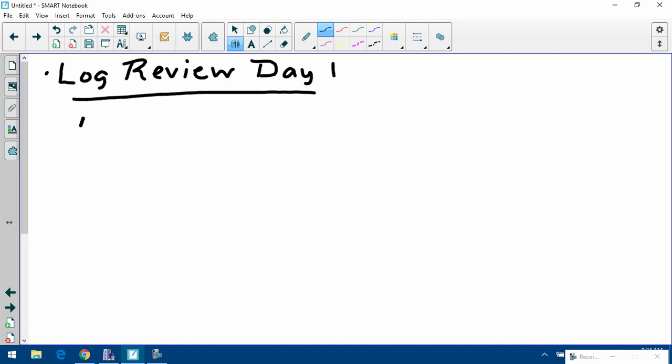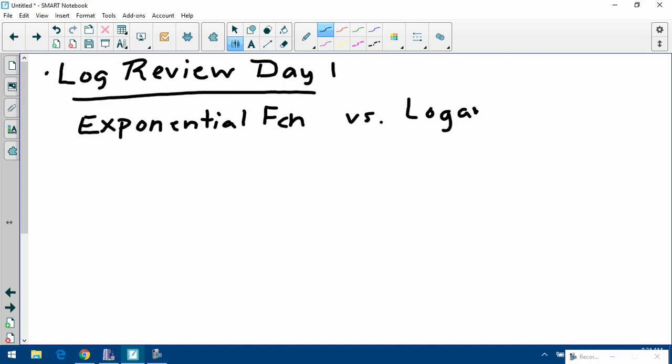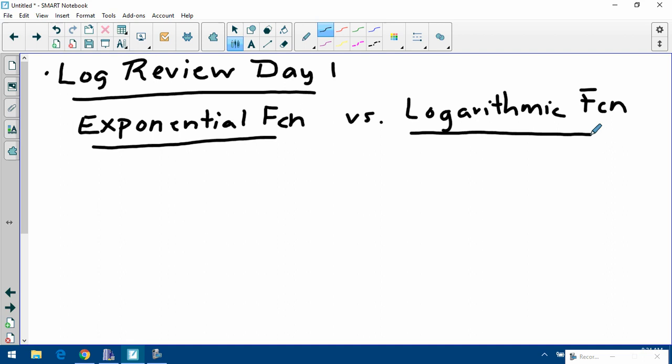All right, so the big thing, the reason why logs exist is because of their relation to exponential functions. So exponential function versus log function or logarithmic function. Logs are the inverses of exponentials. So if I have some base raised to some exponent equaling some number, there's an equivalent log expression, log base b of that number equals the exponent.